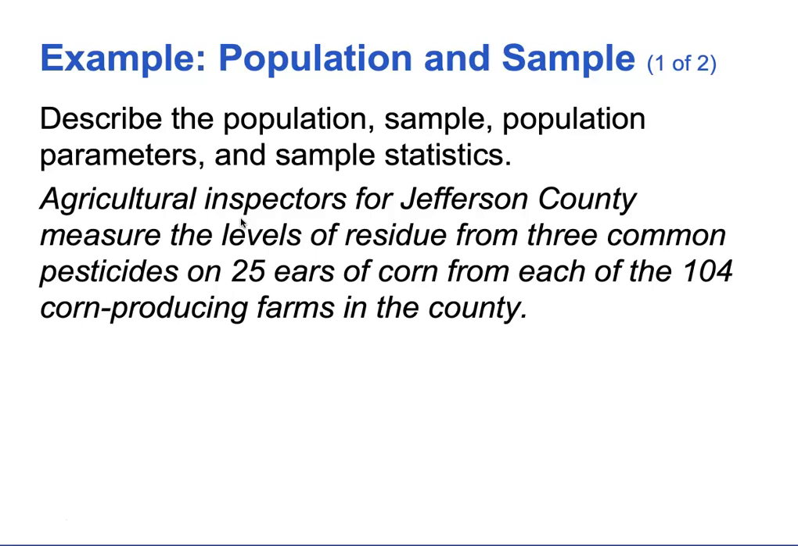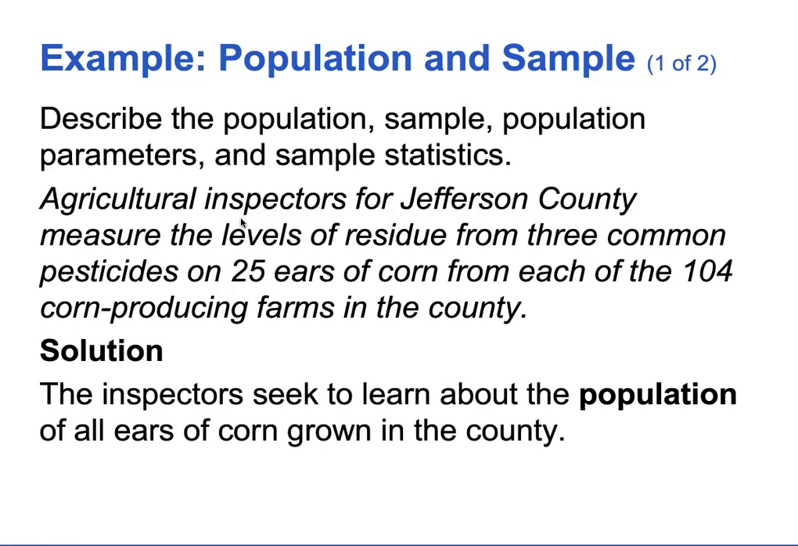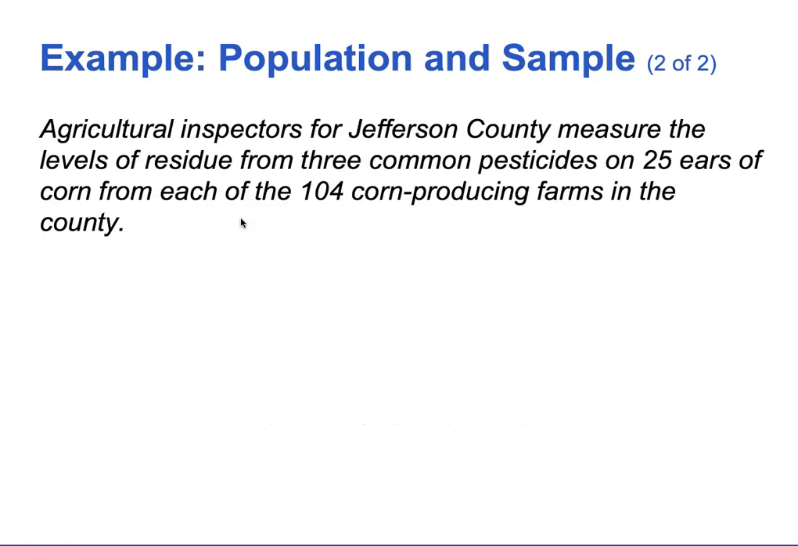All right, so agricultural inspectors for Jefferson County measure the levels of residue from 3 common pesticides on 25 ears of corn from each of the 104 corn-producing farms in the county. Okay, so to begin with, we have to describe our population. The population here is the inspectors seek to learn about the population of all ears grown in the county. So they're trying to make an assumption about all of them.